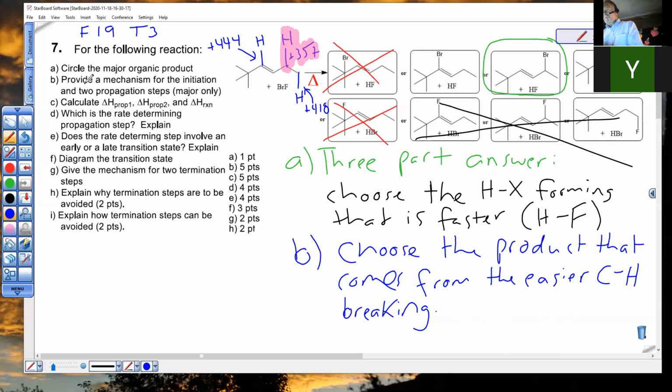So who remembers what happens during the initiation step? Something about the heat, something about the halogen breaking. Well, there's our halogen, Br, Br.